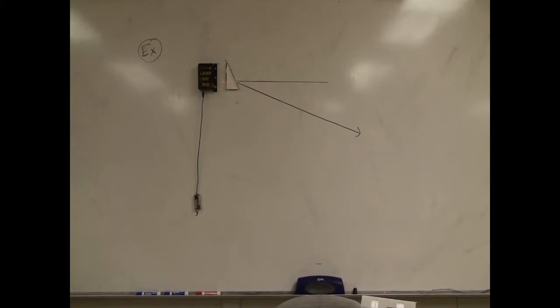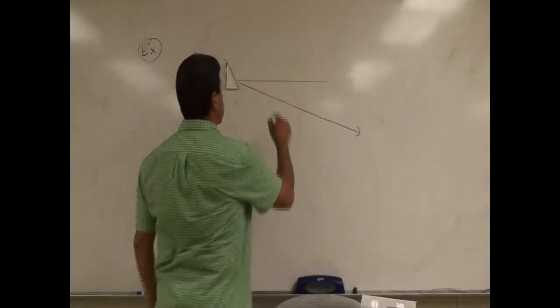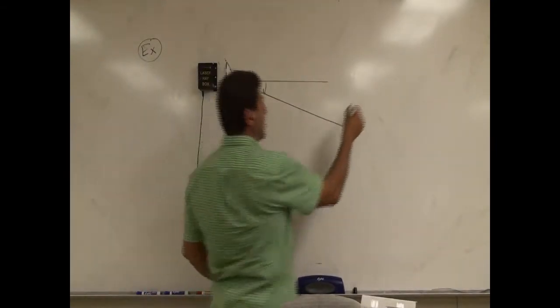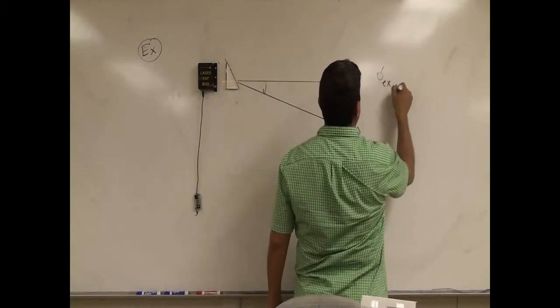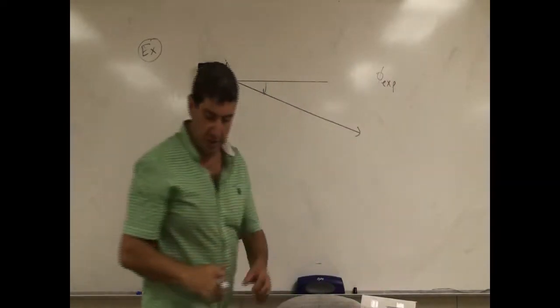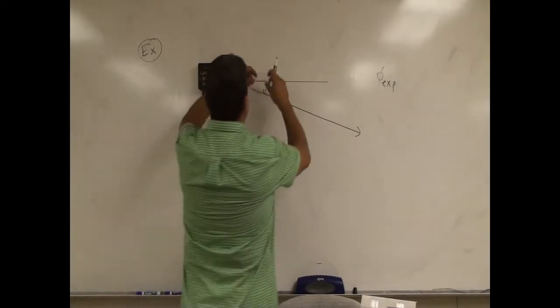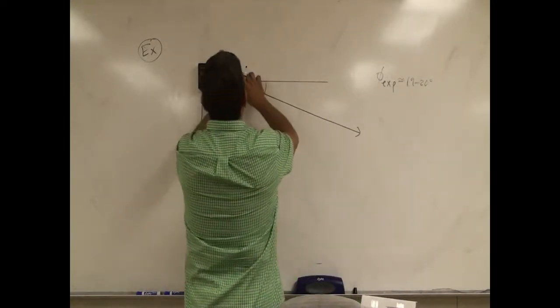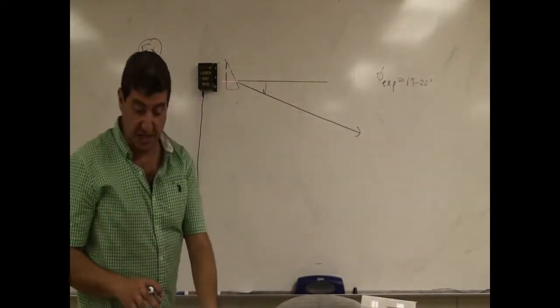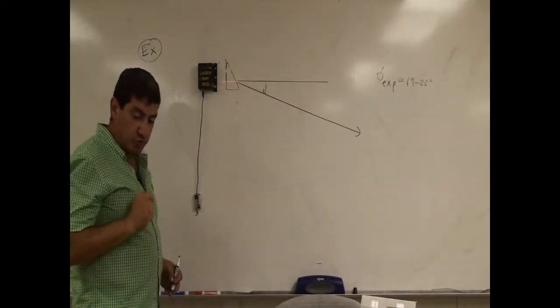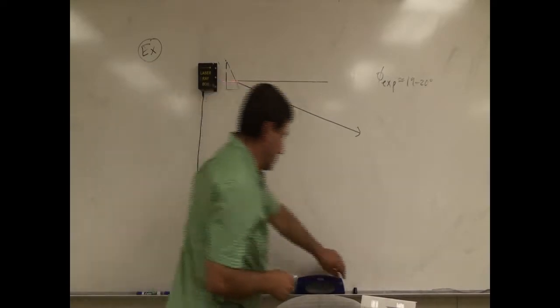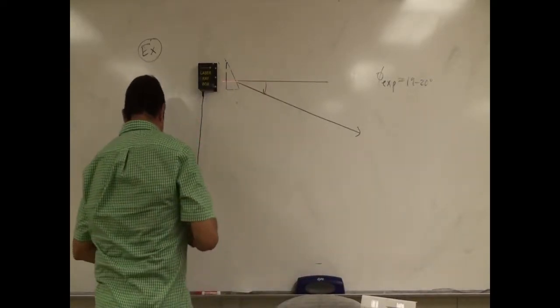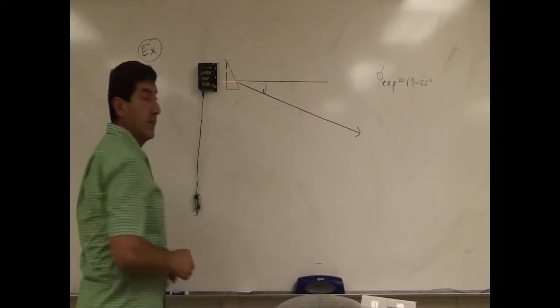Okay, so now let's see if we can predict what this angle is. So first we'll measure it experimentally. Theta experimental, right? So let's measure that angle, 19 to 20 degrees, okay? So let's see what the calculations give us, what that theoretical angle is going to be.